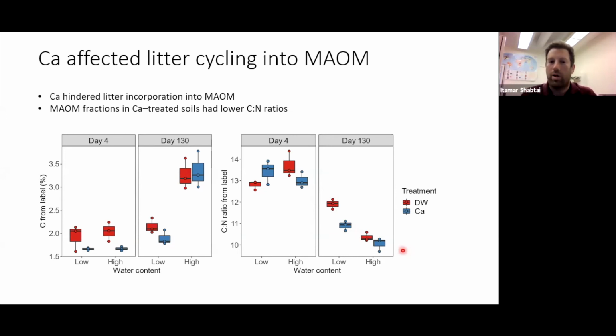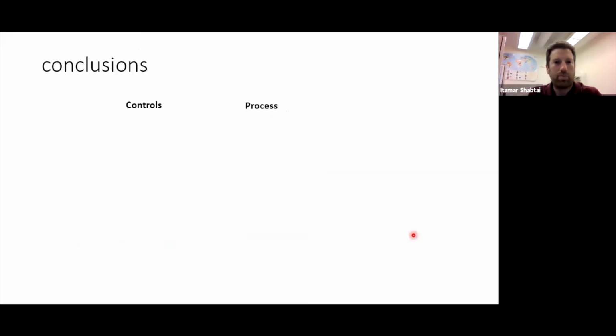So this shows that although carbon from the label did not immediately reach the silt and clay, it first stopped, I guess, at the microbial biomass. When it was finally deposited on silt and clay particles, it was more highly processed, perhaps containing microbial necromass and microbial metabolites with lower C to N ratios. Those were being deposited on the silt and clay fractions in soils treated with calcium.